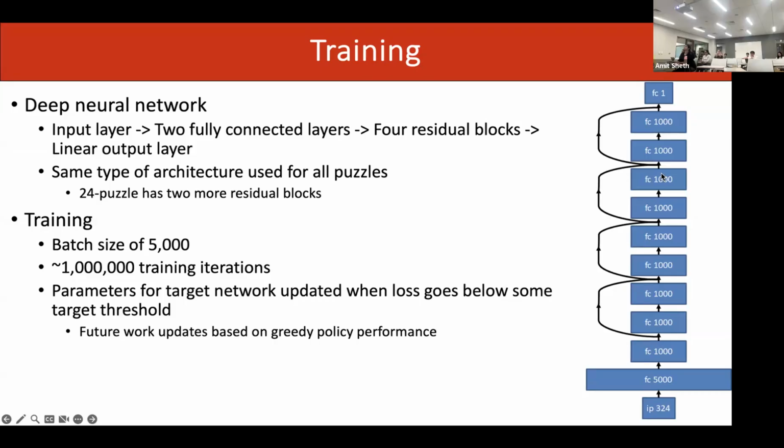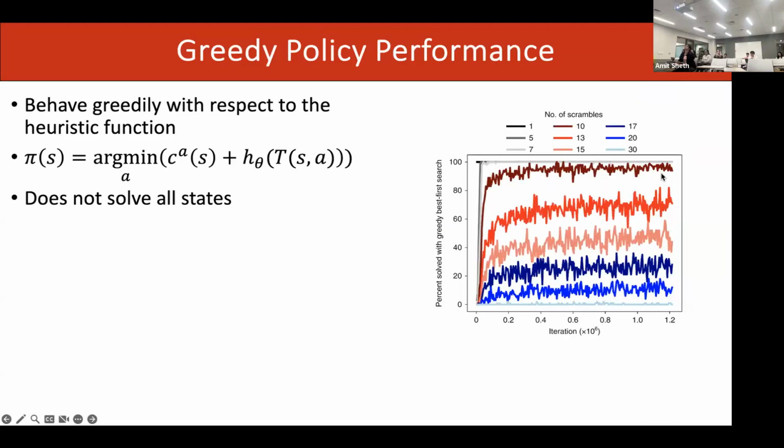For our results, first we wanted to see what would happen after training this neural network if we just behave greedily with respect to our heuristic function that we trained with value iteration. Here we have training iteration on the x-axis, and on the y-axis, the percentage solved by just the greedy policy. Each one of these lines represents a cube that was scrambled a certain number of times. You can see that after scrambling it about 10 times, it is not reliably solving it 100% of the time. So at 10 times, maybe 95% of the time, but then that goes down over time, and it stops being able to reliably solve all the states.